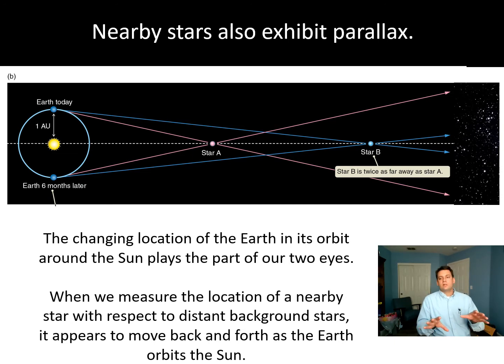And these measurements of location always need to be relative to something. So when we measure the location of a nearby star, we do it with respect to distant background stars, by which we mean stars that are so far away that they don't have any apparent movement. We can't measure their parallax. And so this is the key. We don't have two eyes that are 2 astronomical units apart, but effectively we create those eyes by making observations 6 months apart.